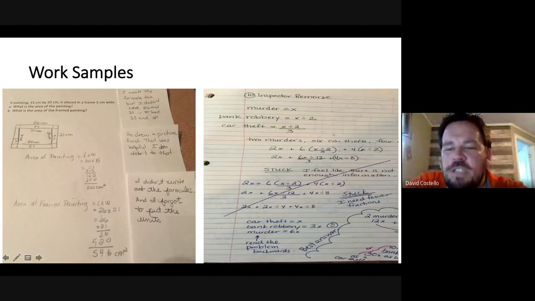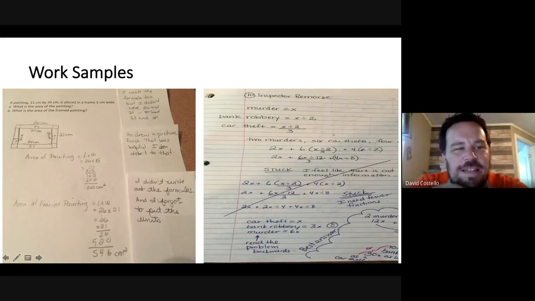And then the student put stuck again. I need fewer fractions. So this student reframed the problem and put car theft as the unknown x, and then included what bank robbery and a murder was. And then she went back to the problem and she read the problem backwards. So then doing that, this is how she worked through that.